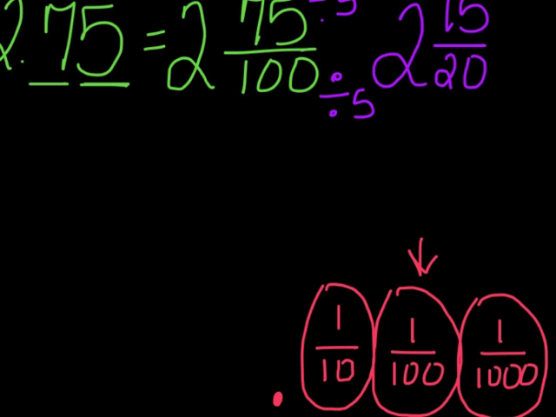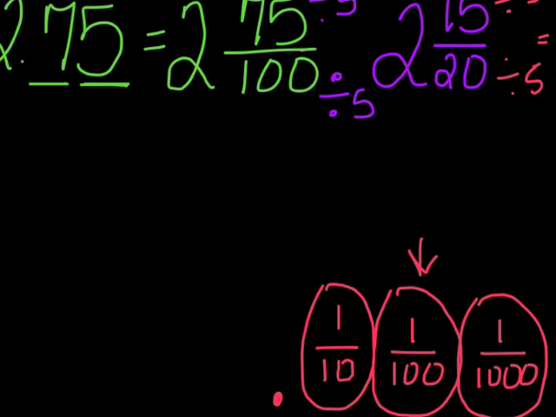I still notice that I can still reduce my 15 over 20. So I'm now going to reduce it by 5 again. So now I have 2 and 15 divided by 5 gives us 3. 20 divided by 5 gives us 4. So 2 and 75 hundredths reduces down to, as a fraction, 2 and 3/4.